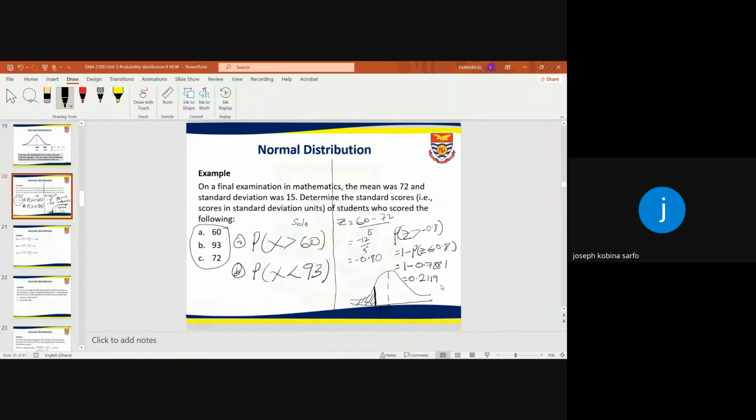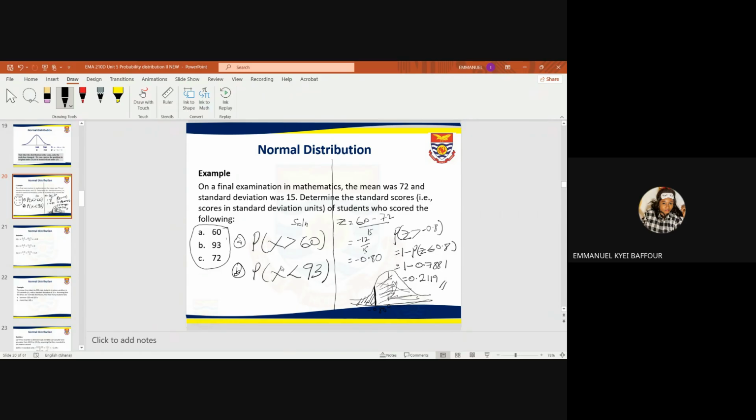0.2119. Yes, sir. That is the probability that you are interested in. So you have to pay particular attention to these signs that you have here. So our interest was the area that will be left to the right side of this, but not necessarily to the left side.